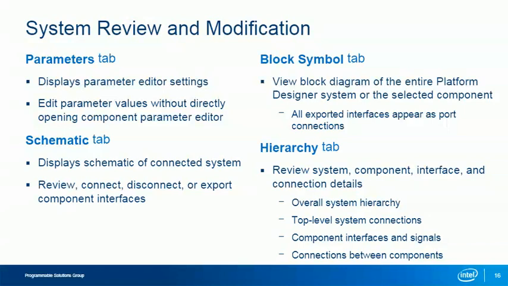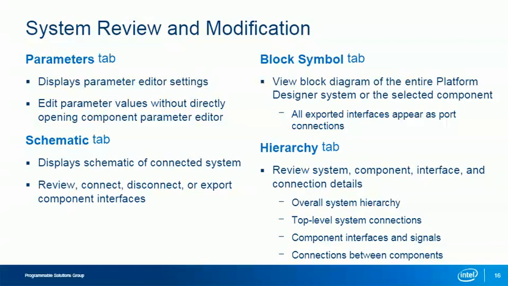The Block Symbol tab displays a block symbol diagram of a selected item, whether it's an individual component or the entire system. If the entire system is selected in the Hierarchy tab, the external connections to the system are highlighted, similar to the view in the Schematic tab. All exported interfaces appear on the symbol. You can see the individual signals that make up each interface by enabling the Show Signals option in the tab.